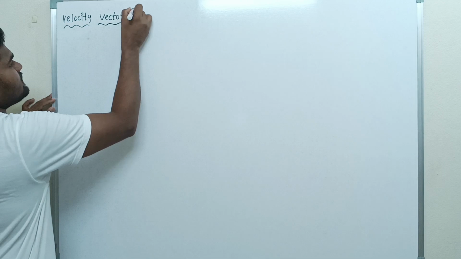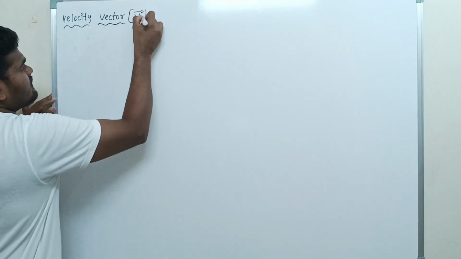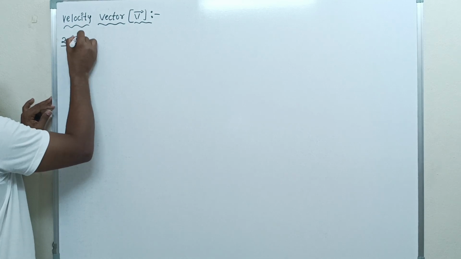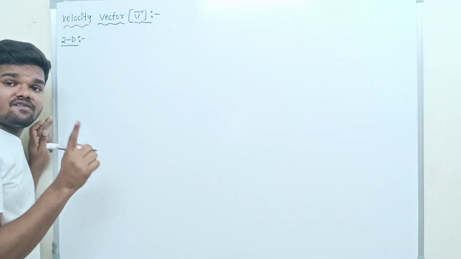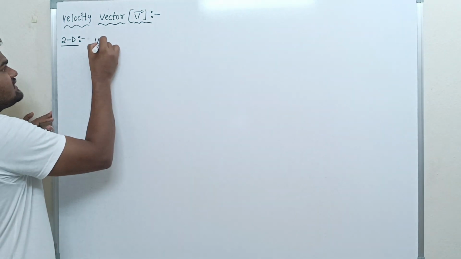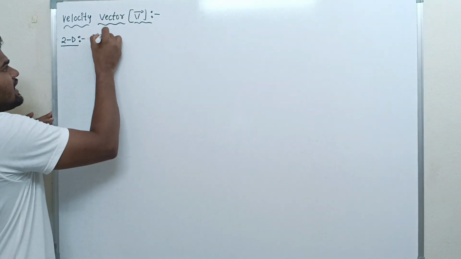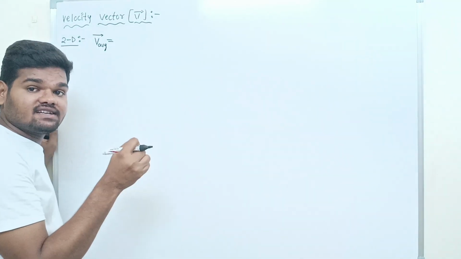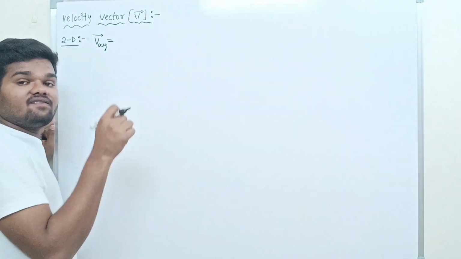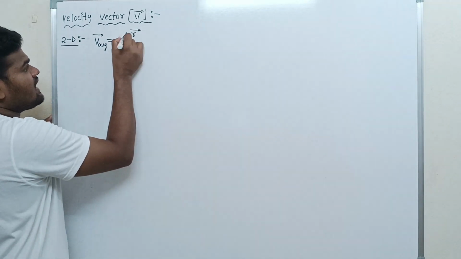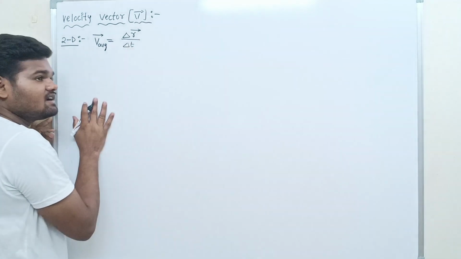So velocity vector can be denoted by V bar. I wanted to find the velocity vector in a two-dimensional coordinate system. First, I'm going to find the average velocity. So average velocity is nothing but change in displacement divided by change in time, or change in position divided by change in time. So change in position of the vector, delta r bar, divided by delta t.